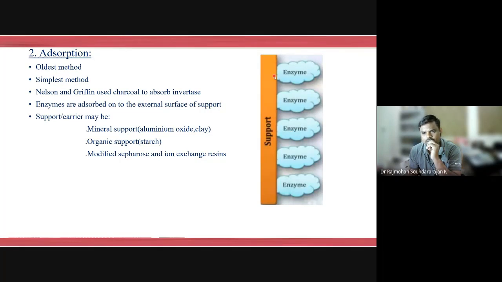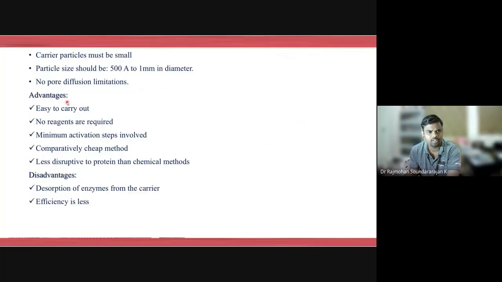It is direct attachment. You can see there is no covalent bonding shown here. And what are the requirements of such a carrier or support material? Obviously, the particle must be small. We have seen with nanoscale containers, as I explained in the last lecture, that nanoparticles encapsulating these enzymes will have more catalytic activity. That's why it is better to have catalytic particles that are smaller in size. The particle size can be 500 Angstrom. We know that 1 Angstrom is 10 power minus 10 meters, right? So the particle size can range up to 1 mm in diameter.